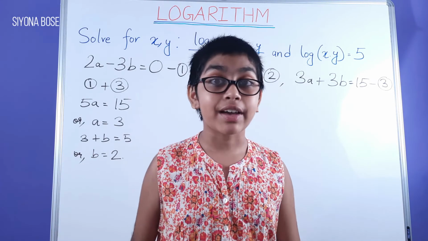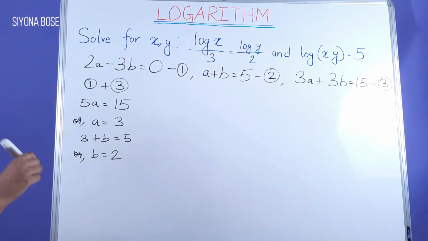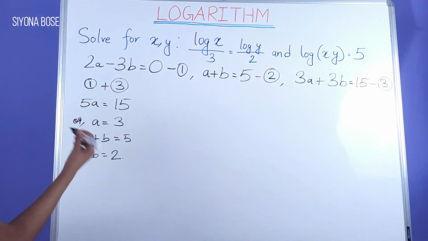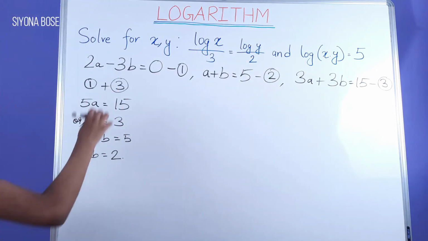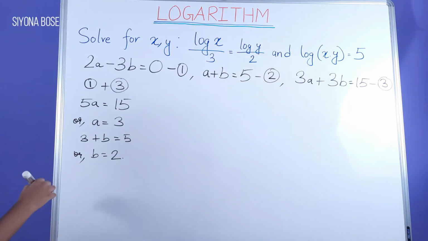We got the values of a and b, but the sum doesn't stop here because we were not asked for a and b. Log of x is a and log of y is b, but we actually need to get x and y, so let's move on. We got a and b.